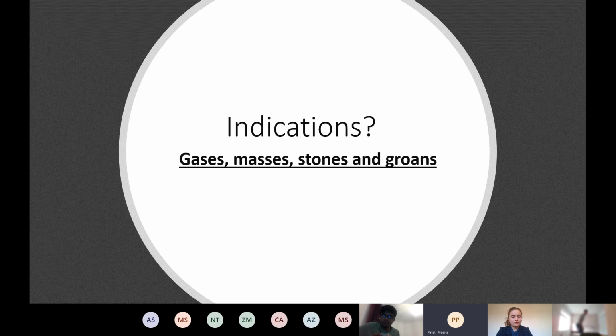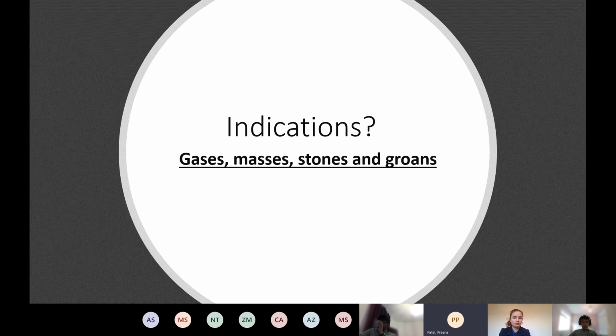Just start typing things into the chat. When would someone order an Abdo X-ray? What could be wrong with the patient? Yep. Anything else? Yeah, so exactly, yep.